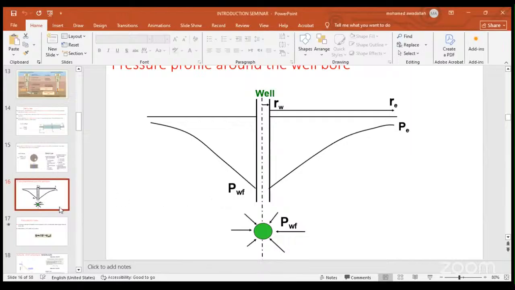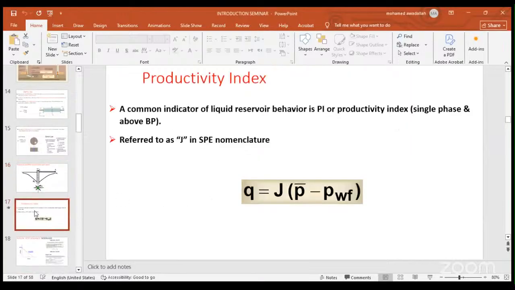This is for the inflow performance. We can see here the known equation for Darcy, but we replace the k and h and cross section and so on by a constant called the productivity index, or PI. It is described by this equation: the Q, or the flow rate, equals a constant, which is the productivity index, multiplied by the drawdown. The drawdown is the difference between the reservoir pressure and the bottom hole flowing pressure.